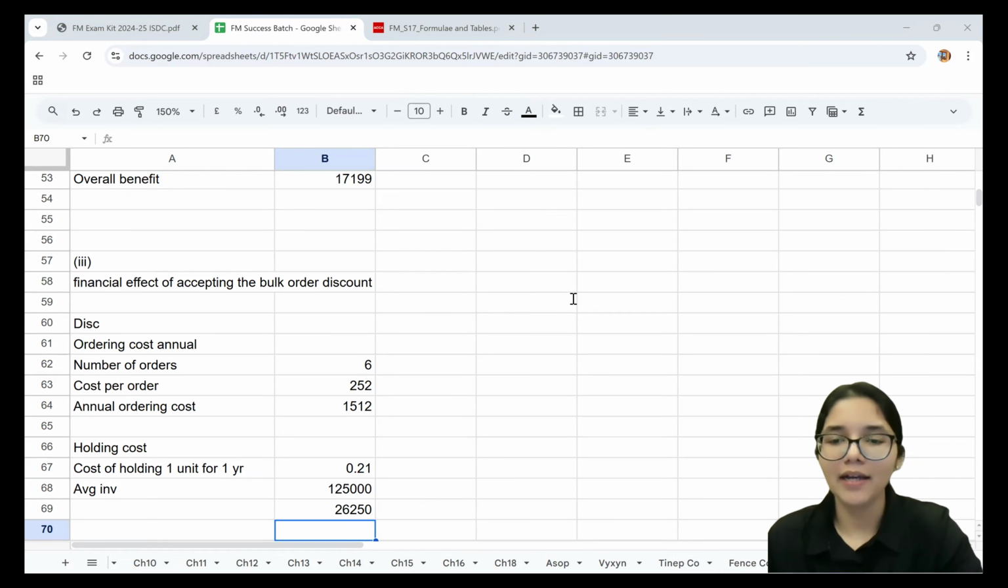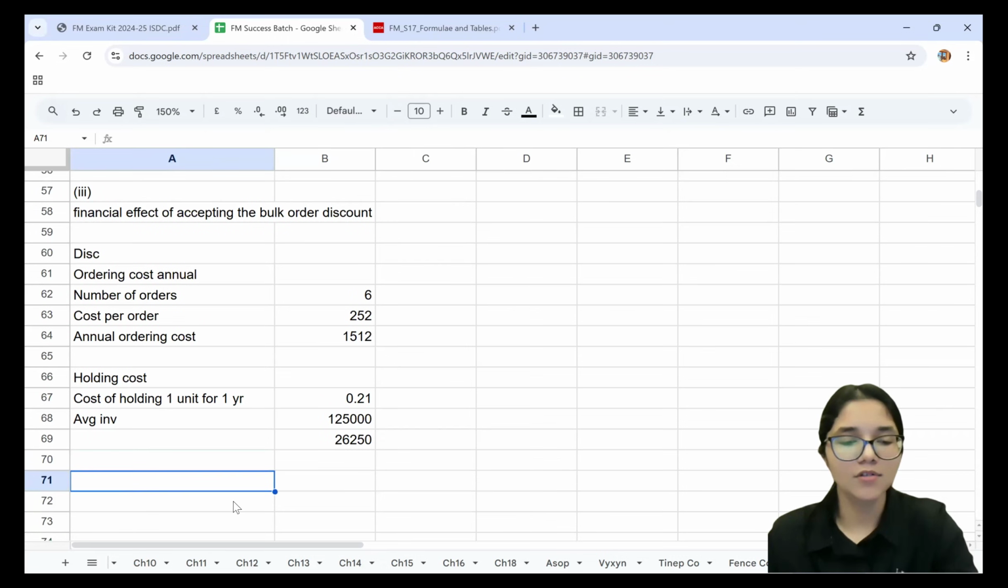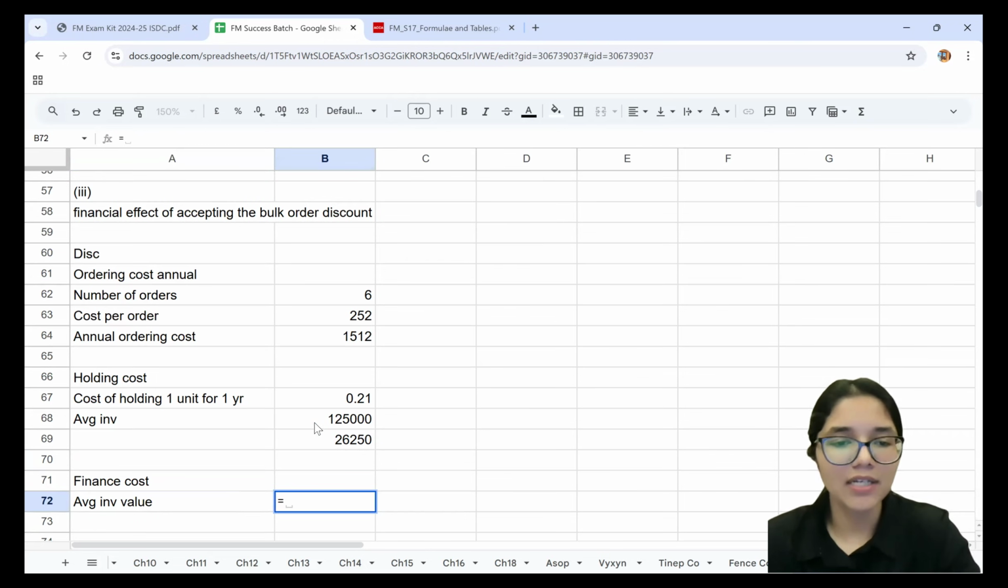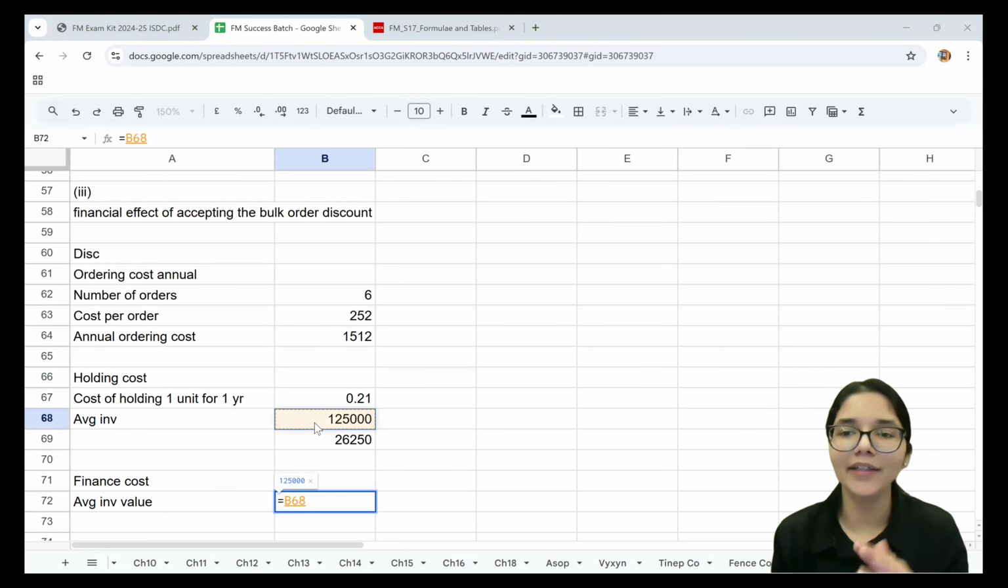So now I can find out the total of my holding and ordering cost, or I can also find out the finance cost here itself. How do you find out the finance cost? Finance cost is also always taken on the average inventory value. So if your average inventory is 125,000 units, how much would it be in terms of value? If one unit is worth $14, how much would be the worth of 125,000 units? How can I find out the worth of my inventory?